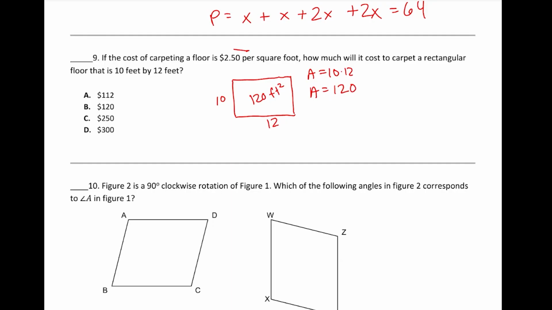Now, if the cost of the carpeting is $2.50 per square foot, then to find the total cost, I need to multiply that 2.50 by 120. This is going to give me the total cost. Let me just maybe move that down a little bit so you can see it a little bit better. So the total cost is $2.50 times 120 square feet. And this is something you'd want to throw into the calculator, but it comes out to $300.